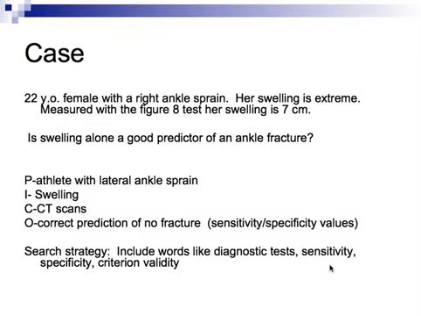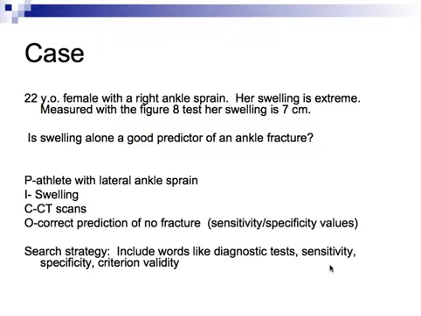So, we'll start with a 22-year-old female with a right ankle sprain. Her swelling is extreme. Measured with the figure 8 test, her swelling is 7 centimeters compared to the other side. And we want to know, really, is swelling alone a good predictor of an ankle fracture?